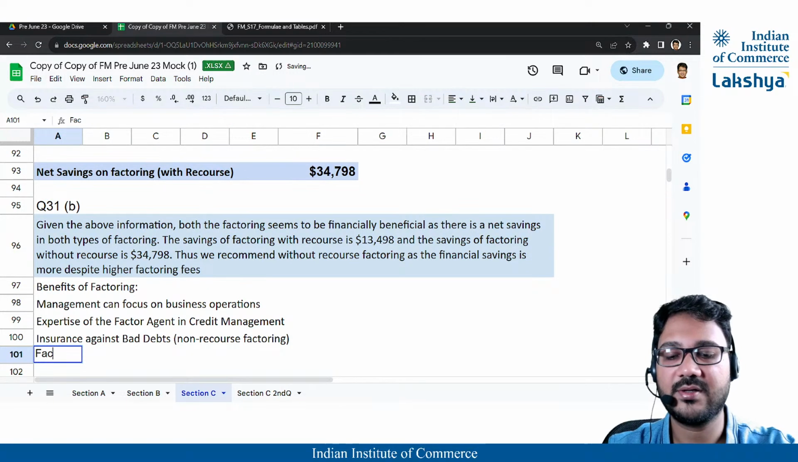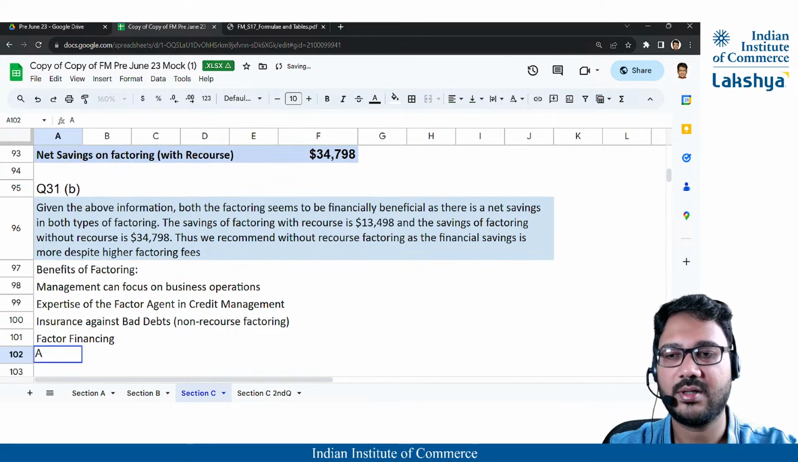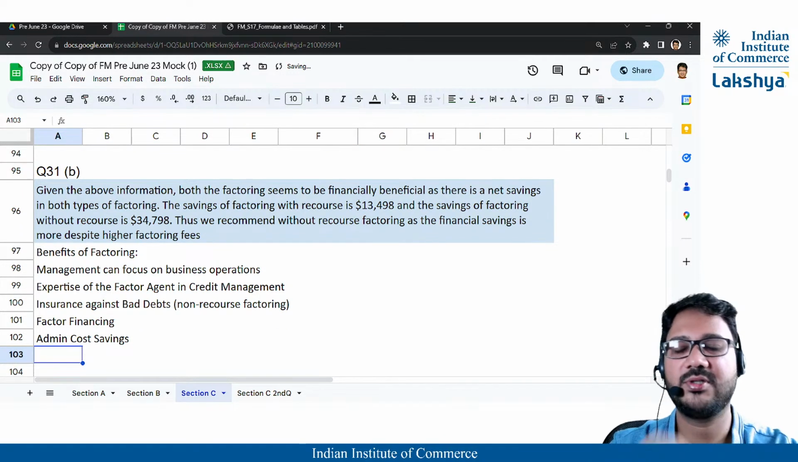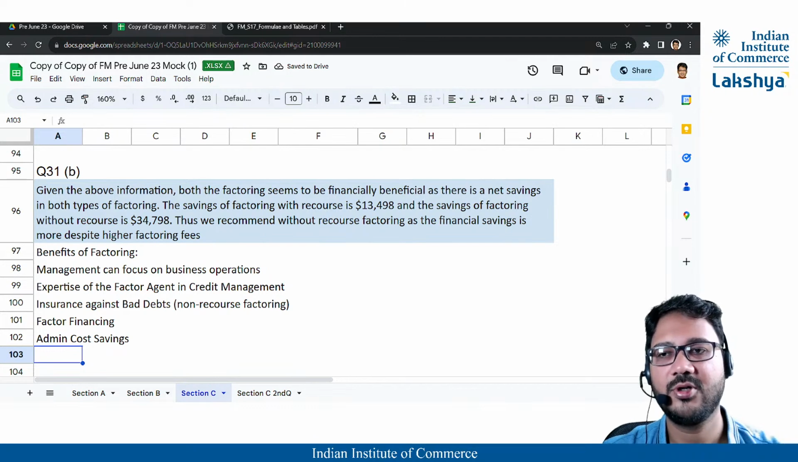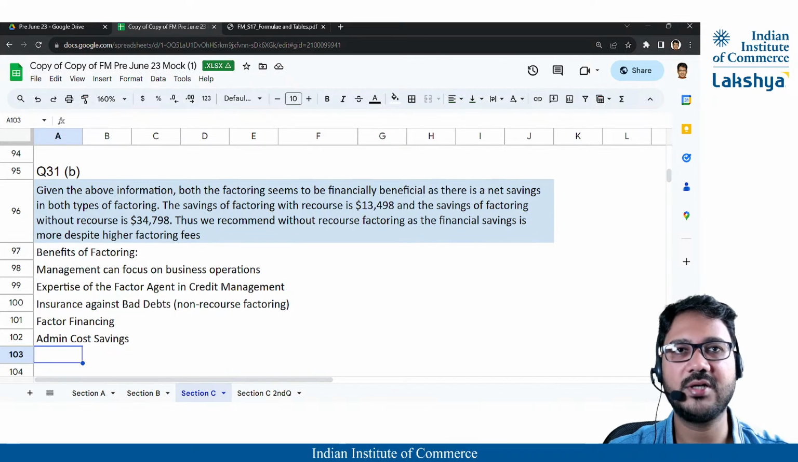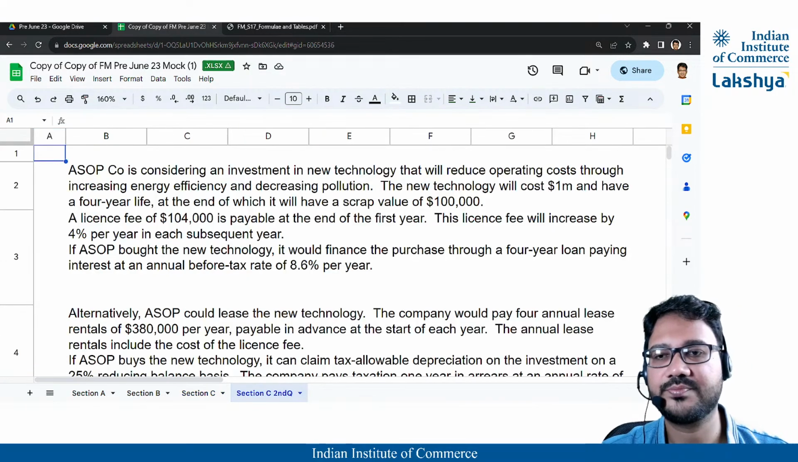Okay, then you have factor financing and admin cost savings. Very important, admin cost savings. You did not hire people for credit management. Okay, so with that, we are done with this question. Let's move on to the next question.